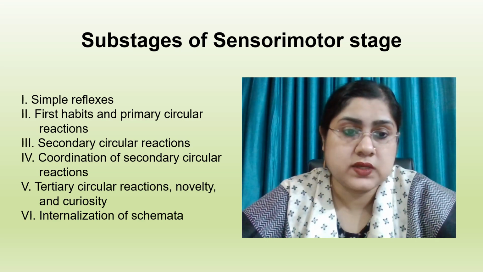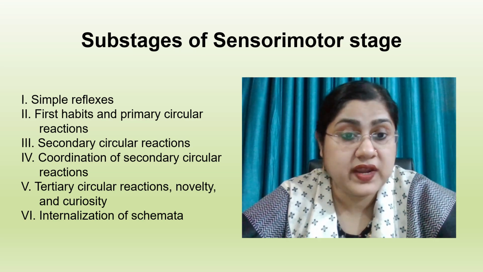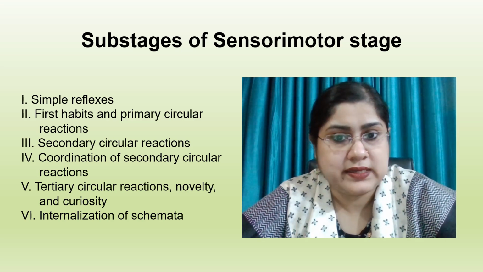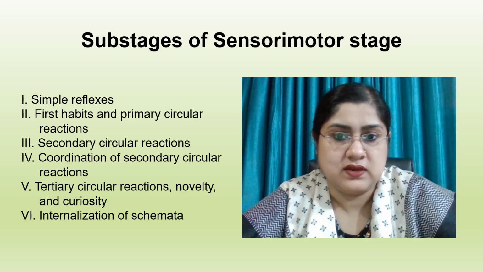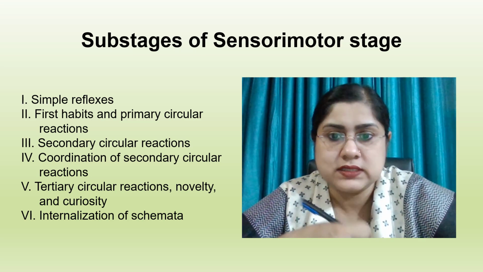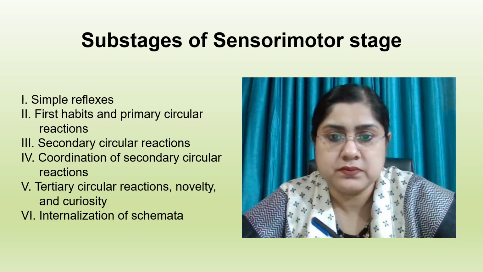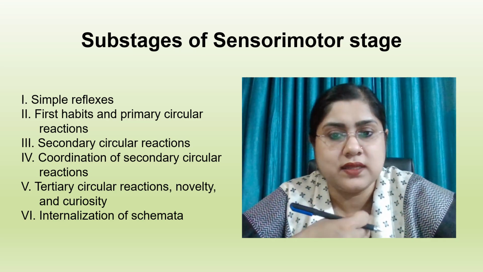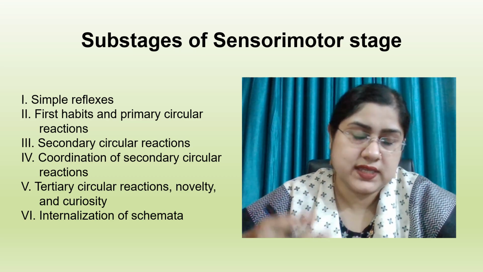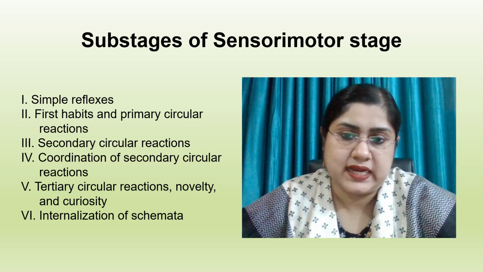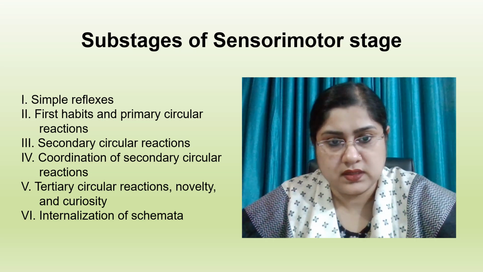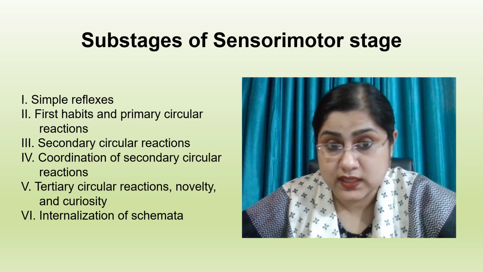A primary circular reaction is when the infant tries to reproduce an event that happened by accident. For example, sucking of the thumb. Accidentally the child puts the thumb inside the mouth and feels that this can be reproduced, and we can see that this child tries to repeat that particular accidental event every now and then.